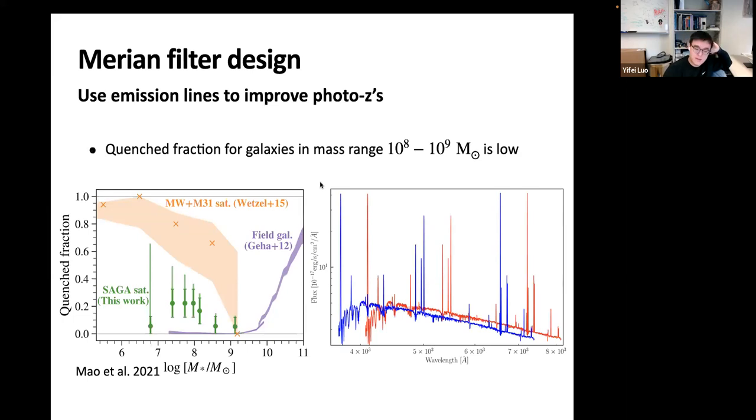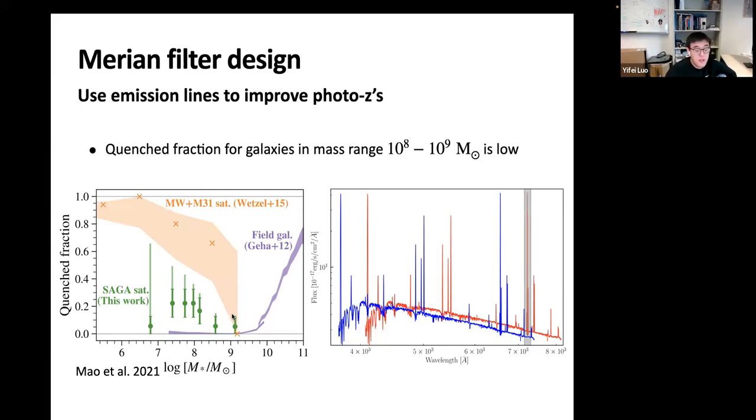One important reason is that dwarf galaxies in this mass range, 10 to the 9 solar masses, are mostly star forming. According to some previous work, for example, the SAGA survey from Mao et al. 2021, also a Geha 2012 paper, and also some simulations, those dwarf galaxies of 10 to the 8, 10 to the 9 solar masses are, from observations, mostly star forming. The quenching fractions are pretty low.